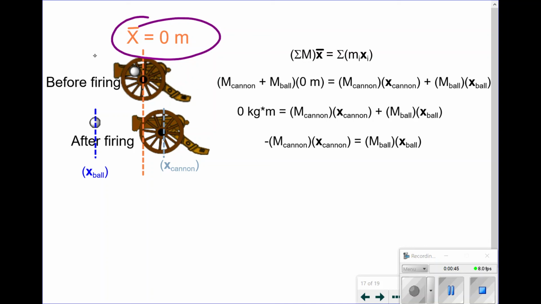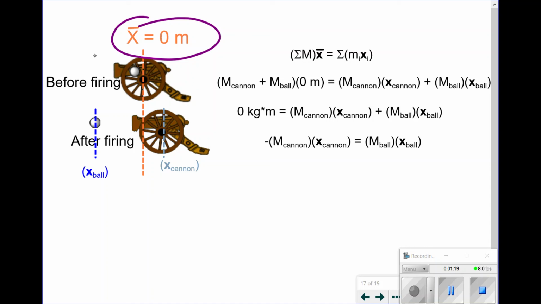This is because internal forces do not affect the location or the motion of the center of mass of the system as a whole. Well, if that's the case, then there must be a ratio between the displacement of the cannon and that of the ball. And we can easily see that the mass of the cannon times the location of the cannon is equal and opposite to the product of the mass of the ball times the location of the ball.